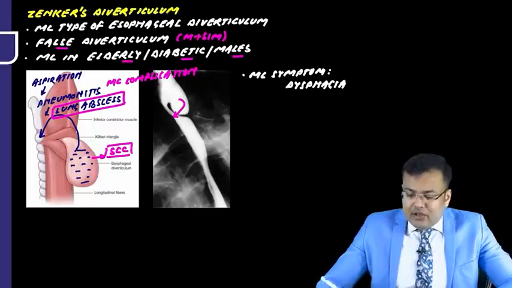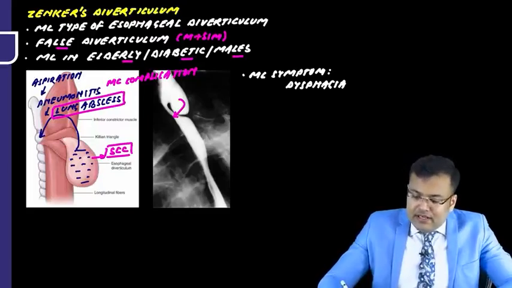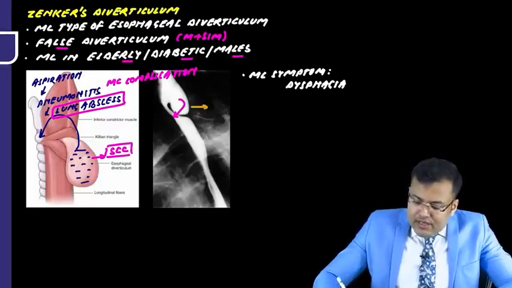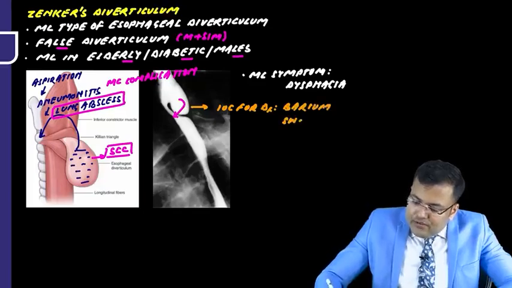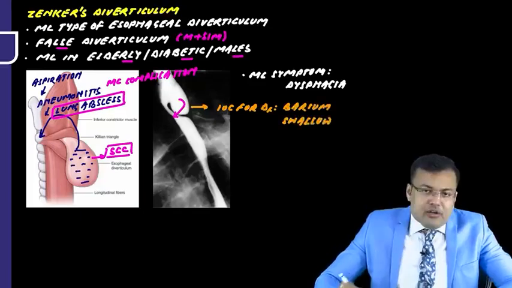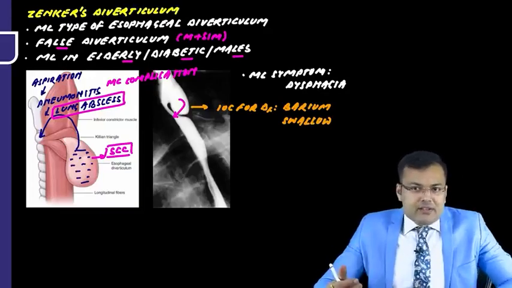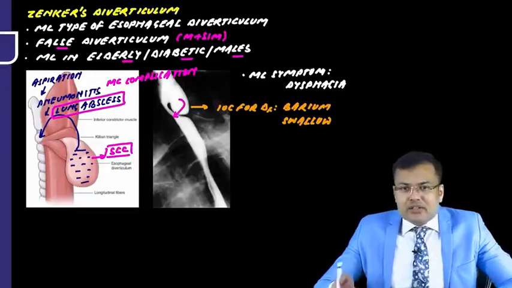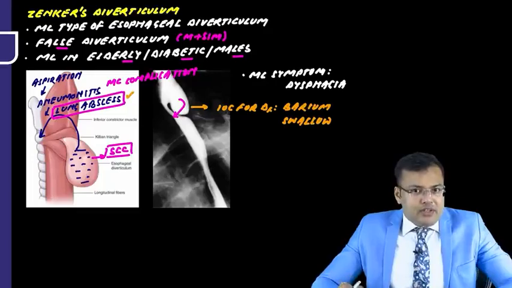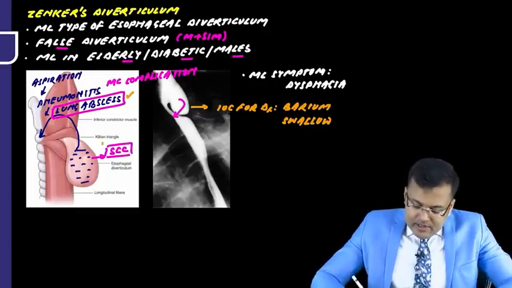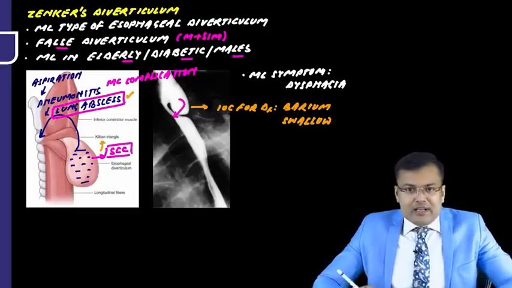What is the investigation of choice? You can see this is the investigation. So this is what? Barium swallow. So investigation of choice for diagnosis, barium swallow. Apart from those symptoms, some of the patients are having halitosis, patients are having regurgitation. So most common symptom, dysphagia, there is halitosis, regurgitation, aspiration that leads to lung abscess, that is the most common complication, and over a long period of time, it is going to increase the risk of squamous cell carcinoma.